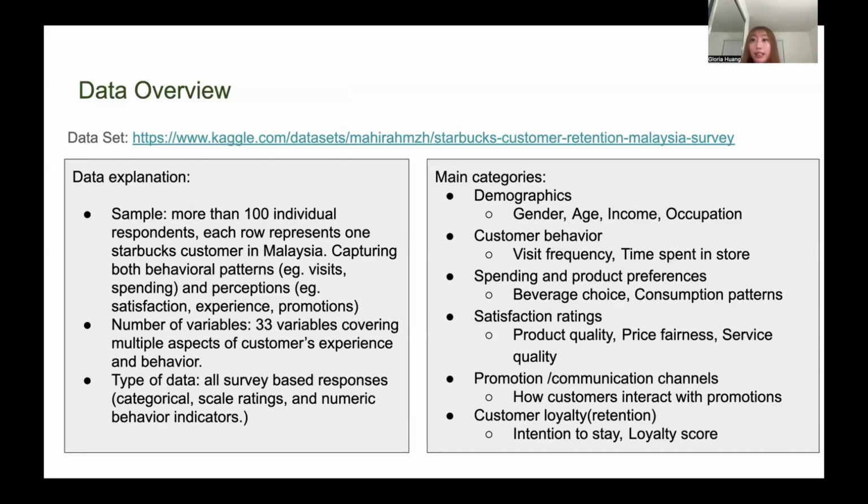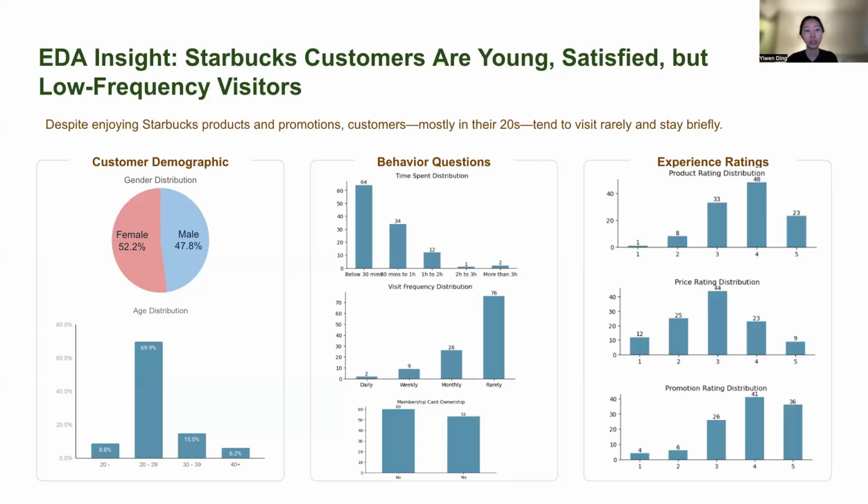Last but not least is the sixth one, which is customer loyalty, also known as retention. So it measures the intention of customers to stay, the loyalty score, and whether the customer intends to continue buying from Starbucks with their app and also in store. To begin our analysis, we first conducted EDA to understand who Starbucks customers are and how they behave.